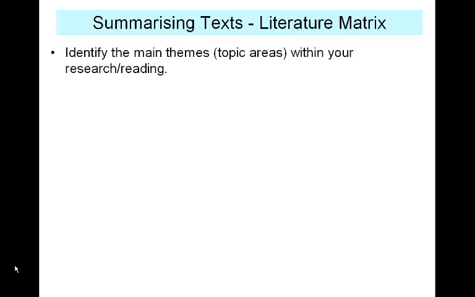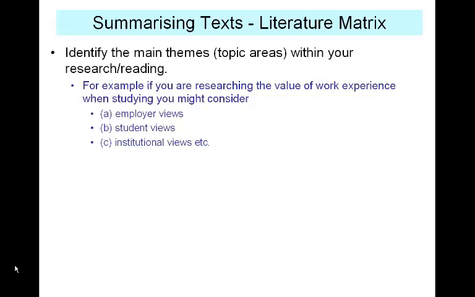The first step is to identify the main themes within your research and reading. This is the main topic areas. For example, if you're researching the value of work experience when studying, you might want to consider the views of the different people involved, the employers, the students, and the institution. So those could become your themes.